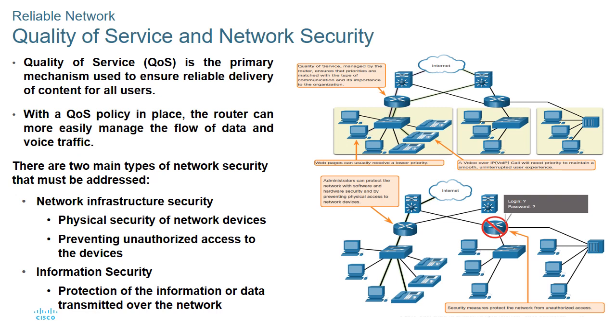The next one is information security. Information security protects the information or data transmitted or exchanged over the network. So how do you do this? By using encryption, we can apply this. If we encrypt and send the data in the network, nobody can understand what we are sending.